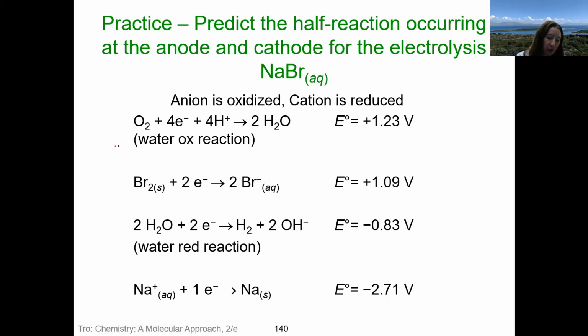I actually put this on here for you. Here's the water oxidation reaction. Here's the water reduction reaction, because sometimes it's kind of hard to figure these two out. Okay, so here are your choices.